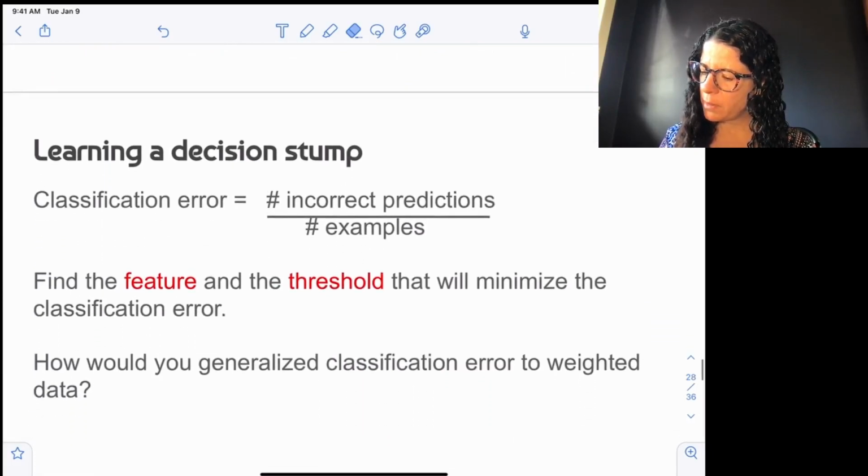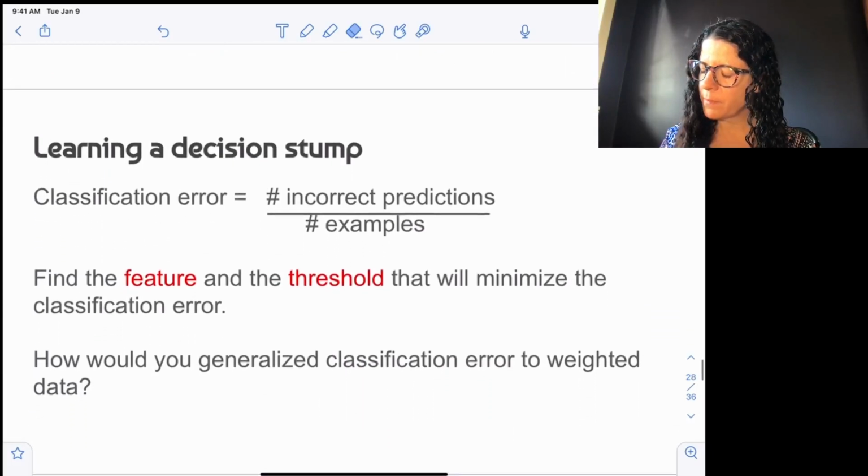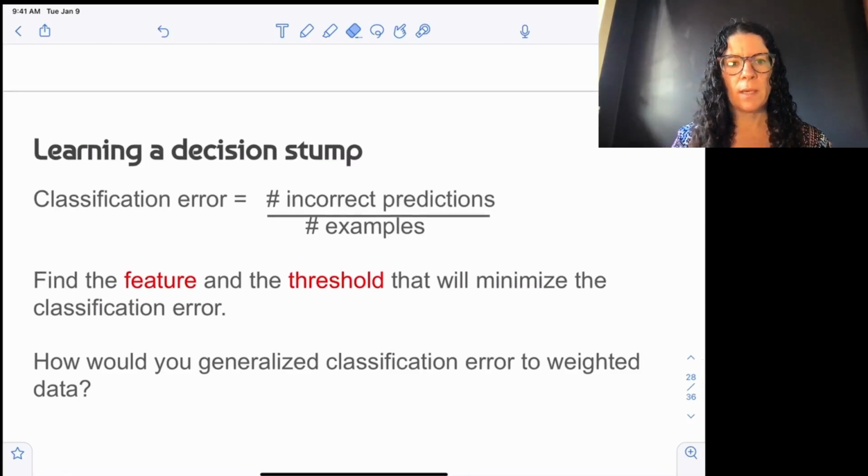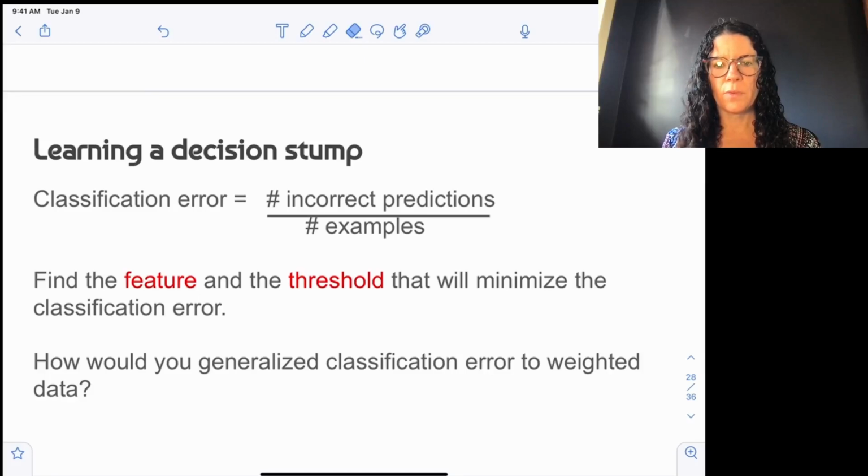Now, if we use a decision tree with the classification error, what we're trying to do is find the splits in the data that will minimize the classification error. So we're going to find a feature and a threshold that will minimize the classification error. How would you generalize this to the case in which the errors are weighted? Basically, the data is weighted.